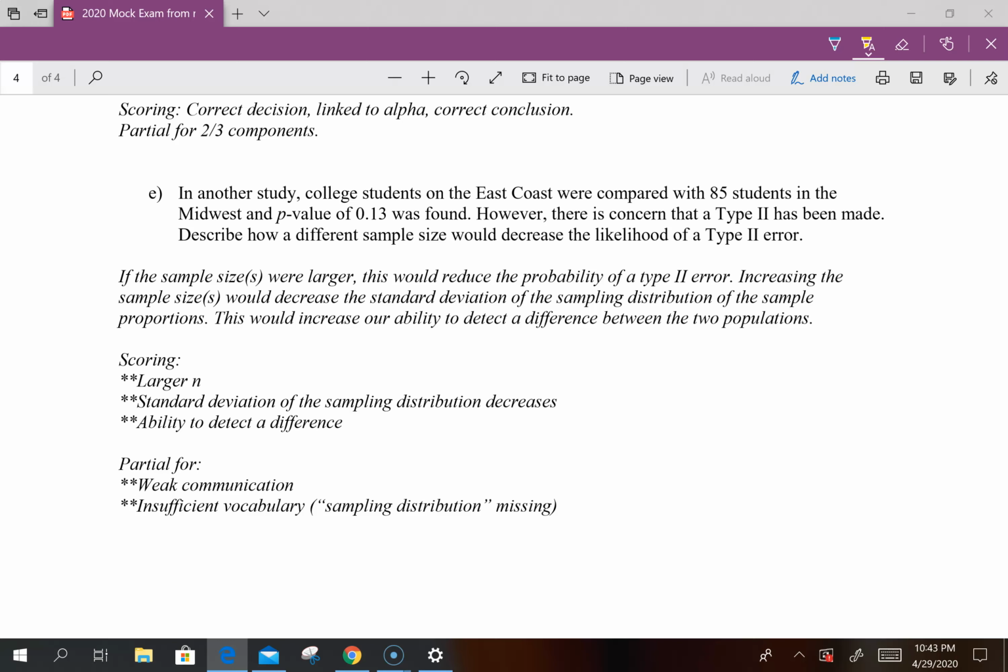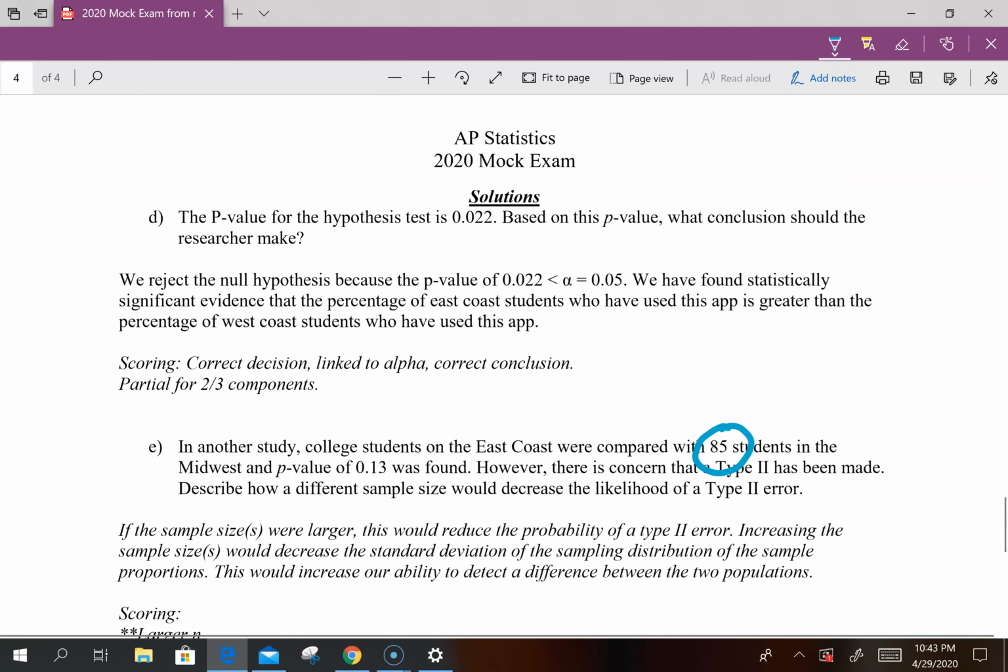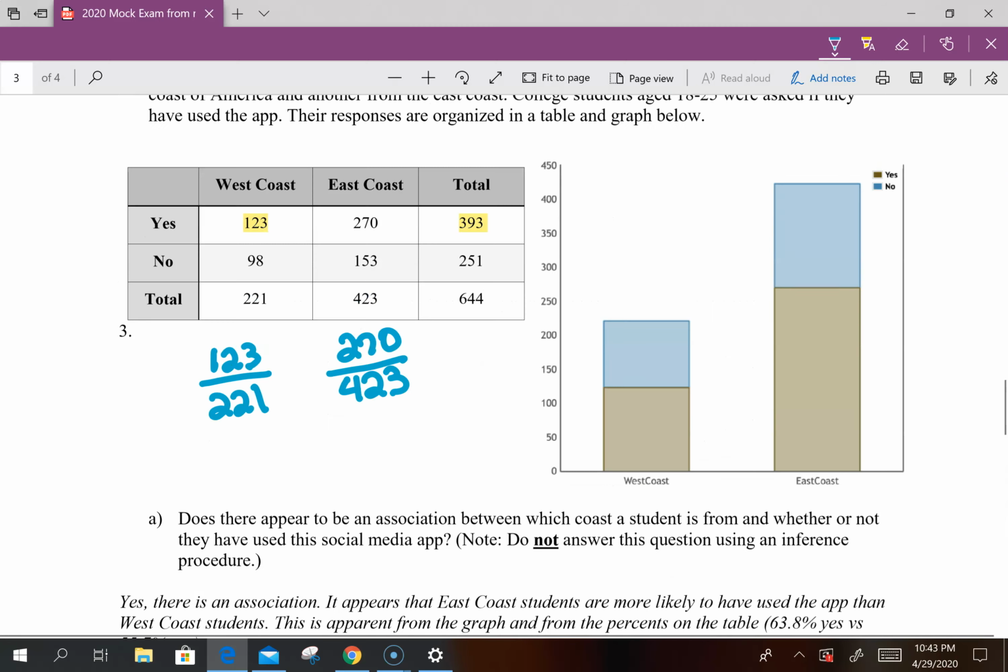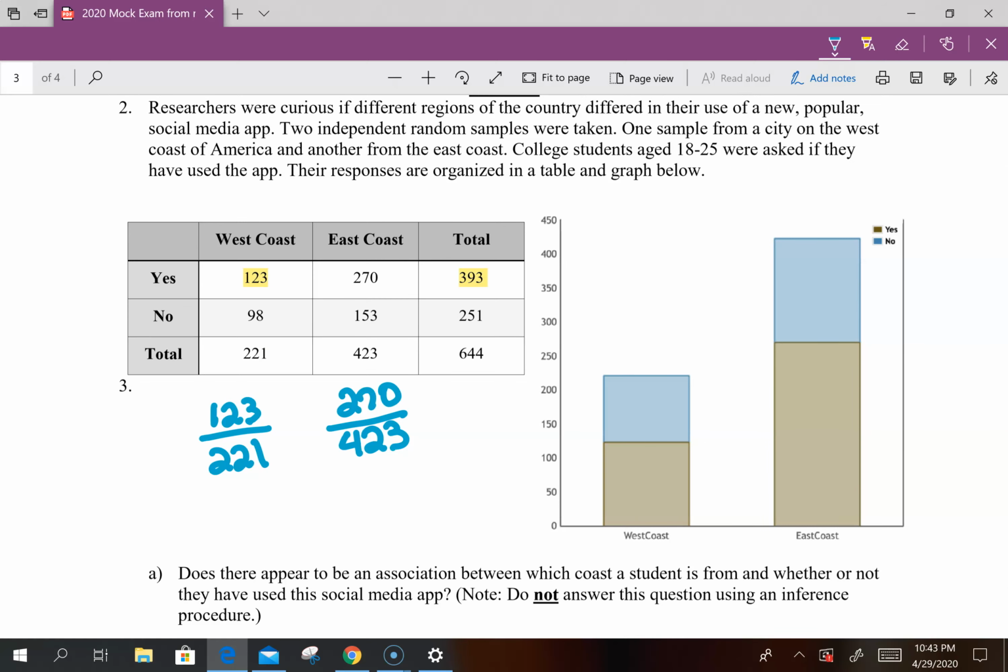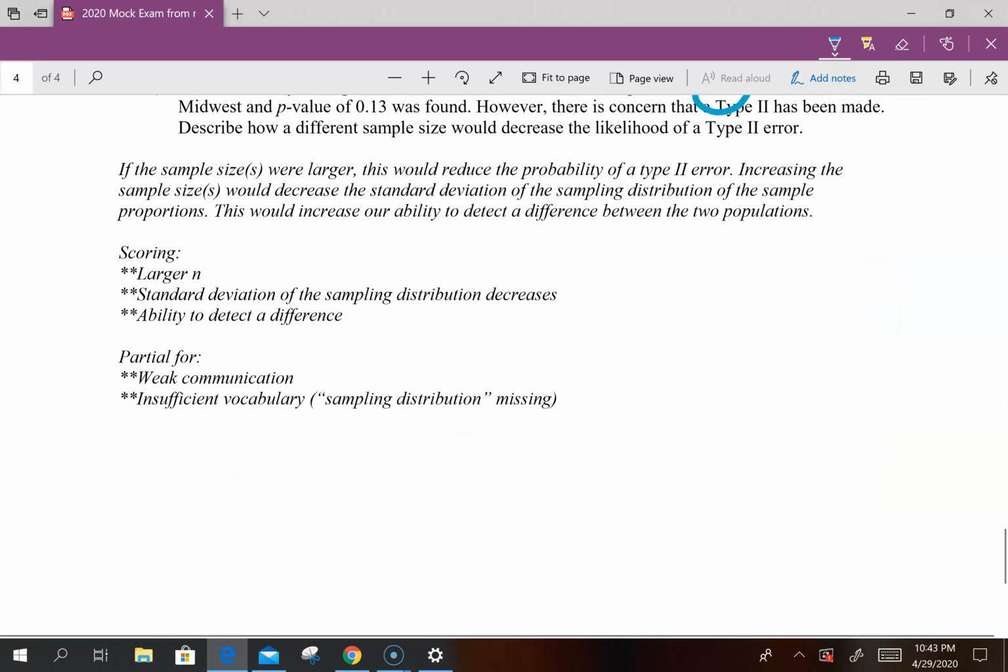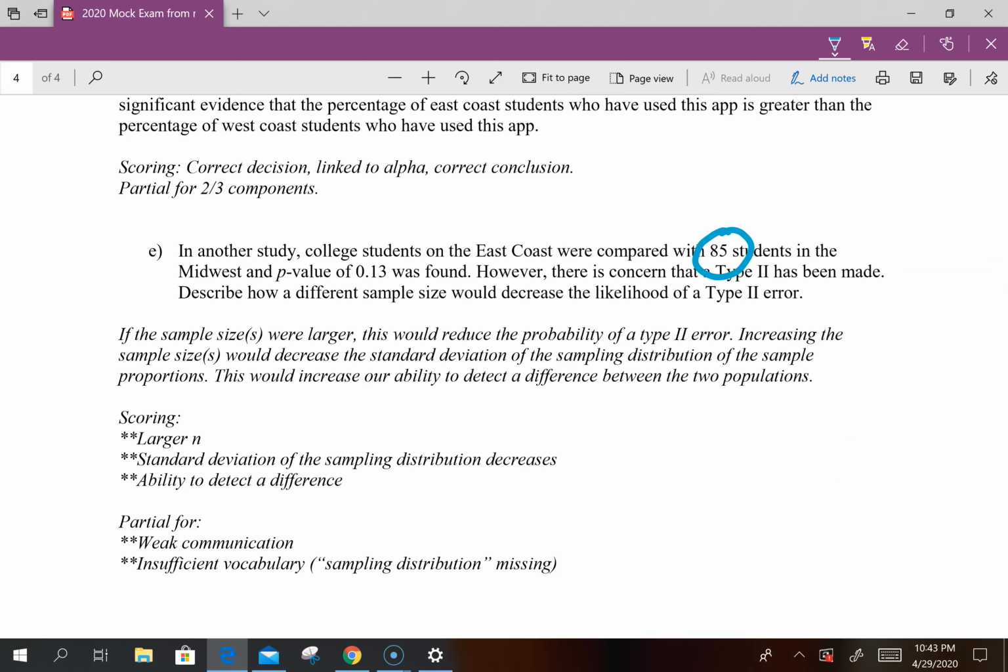So if you look at the sample size, they were comparing, what, in the hundreds? Yeah, so the East Coast was 423. They're comparing that to 85 students. So that is a much smaller sample size, which is going to raise the possibility of a type 2 error.